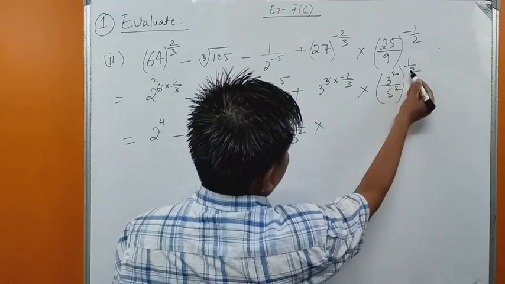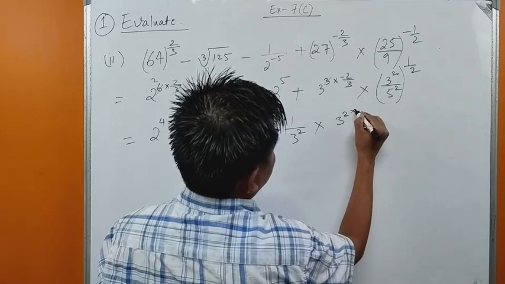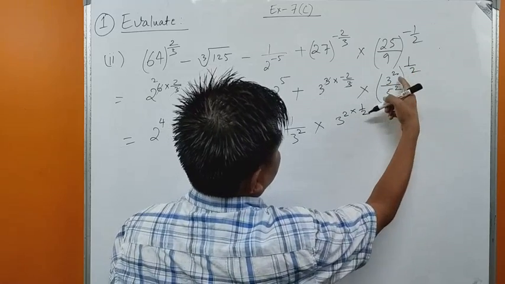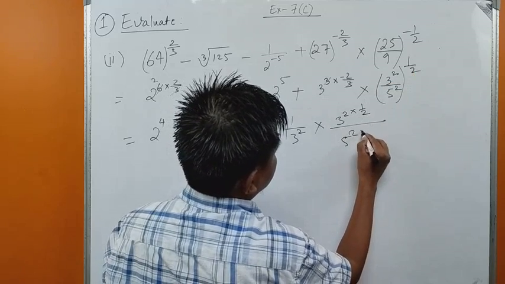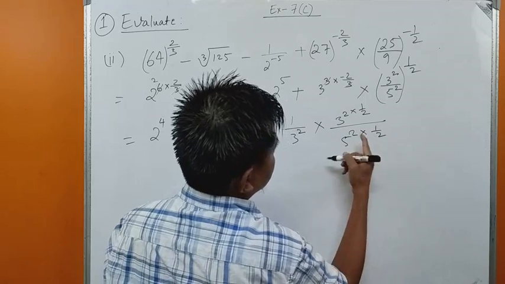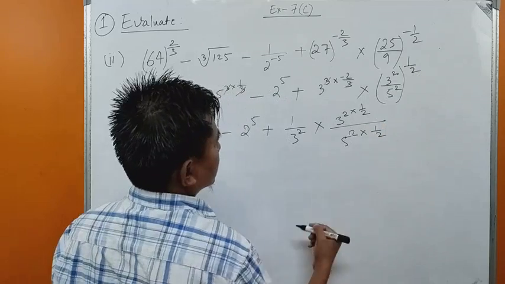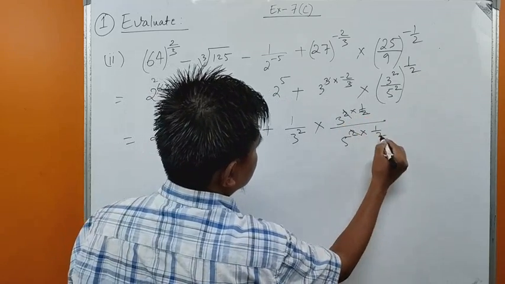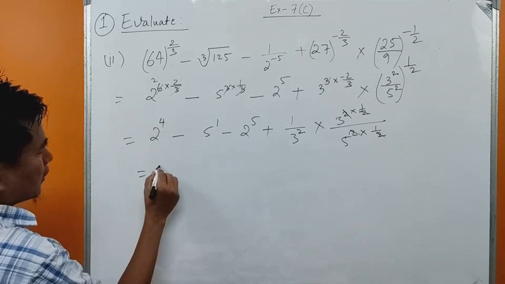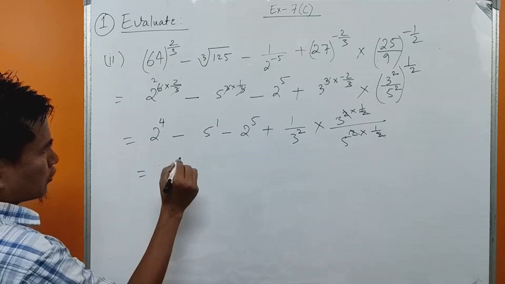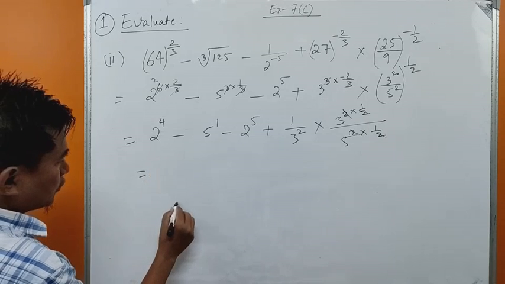Now we have 3 squared into 1 by 2. This power applies to both numerator and denominator, upon 5 squared into 1 by 2. This 1 by 2 comes here also, okay? So 2 2 cancels. So 2 to the power 4 means actually 2 to the 4, 16, isn't it? 2 to the power 4 means 16.